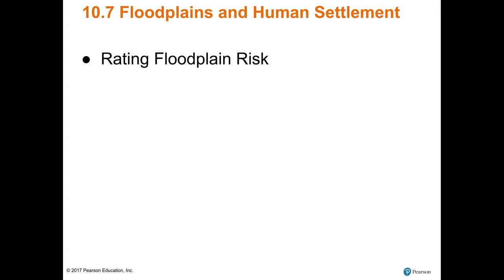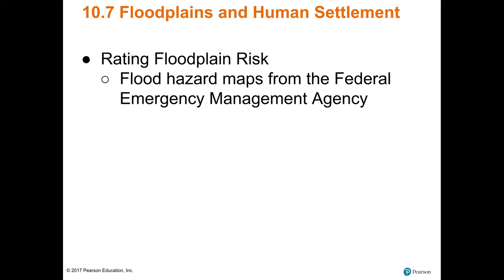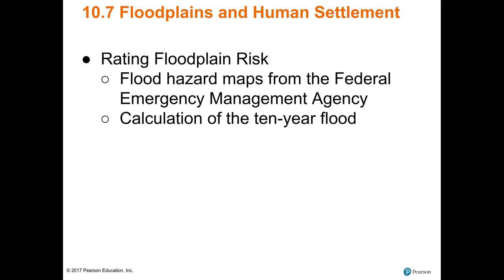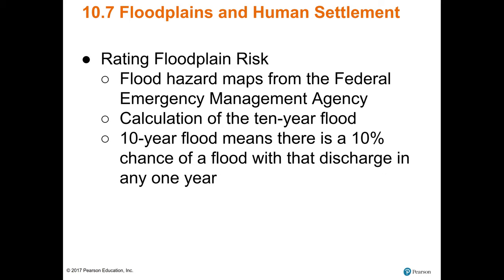Or examples of flooding. The Federal Emergency Management Agency looks at streams, looks at the elevation of land by streams, and determines their flood risk. A 10-year flood, the 10-year floodplain, means that there's a 10% chance, a 1 in 10. So there's a 1 in 10 chance of that flood occurring in any 1 year. A 100-year floodplain means that there is a 1 in 100 chance of a flood occurring in any 1 year.